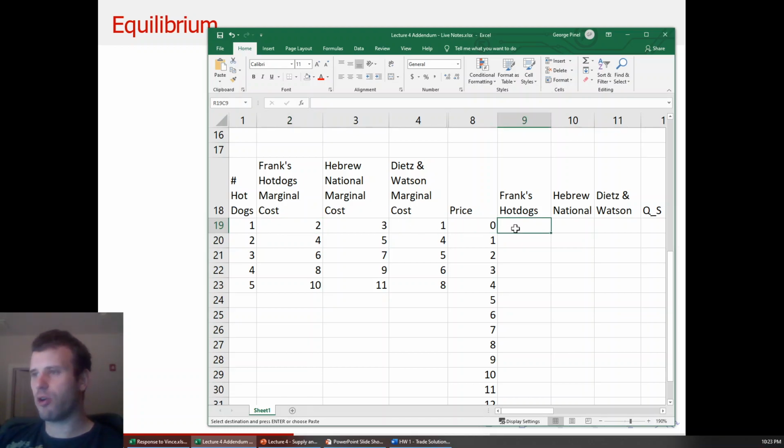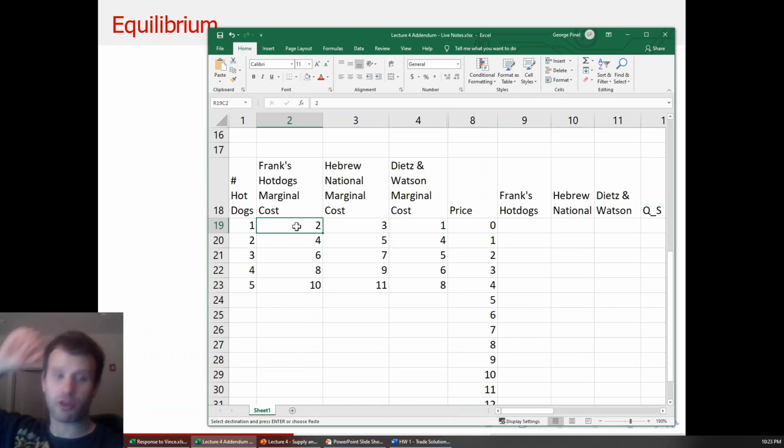So if the price is 0, how many hot dogs does Frank want to produce? Frank isn't going to price above his marginal cost. In fact, he's only going to want to price where his average total cost is covered, and average total cost is actually higher than marginal cost for the first couple units. But at any rate, let's just say that there's no fixed cost for now. These are terms I'm throwing around, fixed costs and average total cost. You'll see them later, and I don't want to scare you, so don't worry about those.